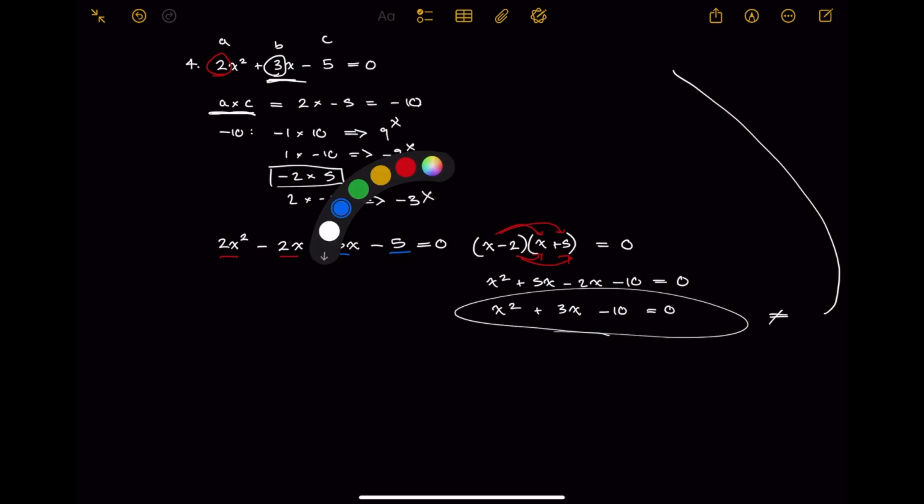And what that means is that we can actually pull those out. So here, we're going to be left with 2x times x minus 1. And over here, after pulling out the 5, we get 5 times x minus 1. And all of this is going to be equal to 0.